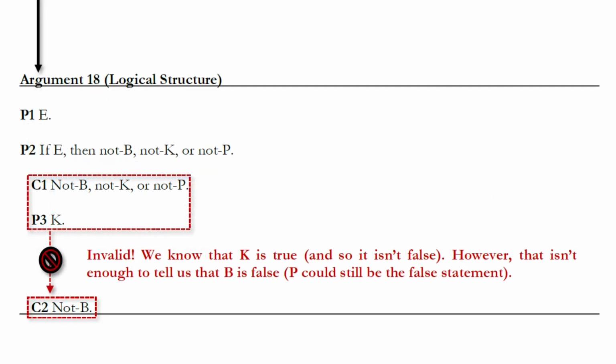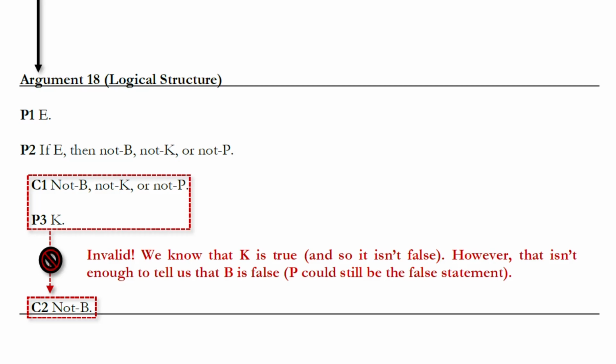While the inference we just made does let us move closer to the final conclusion, unfortunately we cannot get all the way there. Take a look at C1 and P3. From the inference we just made, which we labeled as C1, we know that either B, K, or P must be false. Now, P3 tells us that K is true, so K cannot be the false statement. That means we can conclude that either B or P must be false. Those are the only two remaining options for which statement is not true.